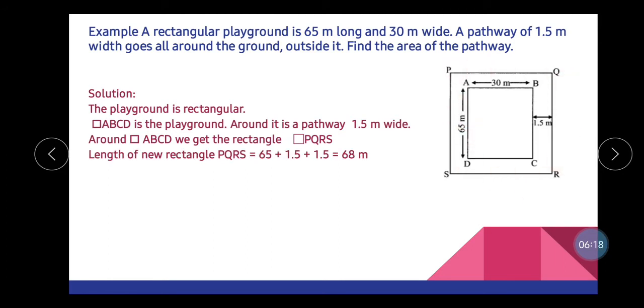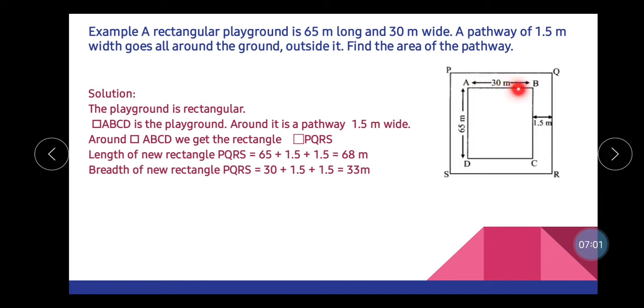Now the length of the new rectangle, as in the old one you can see children, is 65 meter over here. Now it extends here by 1.5 meter and here 1.5 meter. So anything which is outside we need to add. In the previous one we subtracted because it was inside. So if this is getting increased, we need to add 65 plus 1.5 plus 1.5. 1.5 plus 1.5 will give us 3. So 65 plus 3 is equal to 68 meter. So PS and QR will be 68 meter.